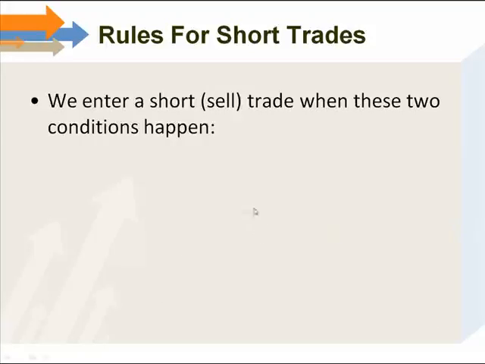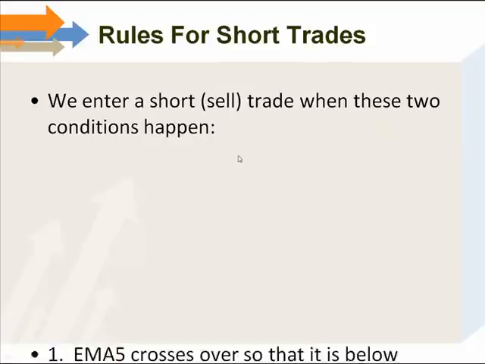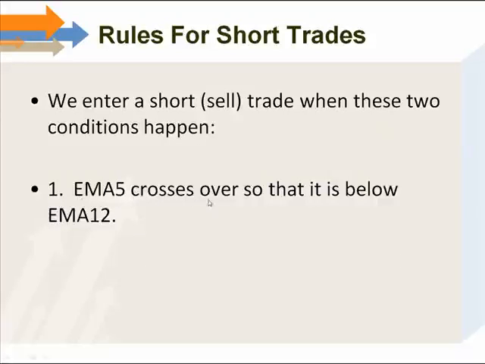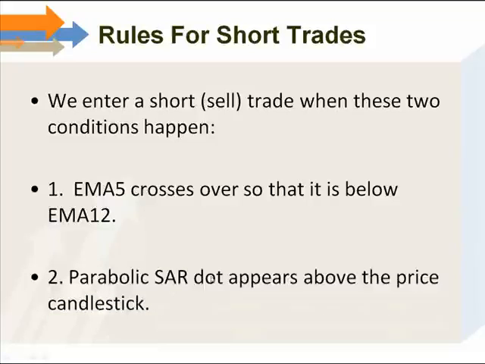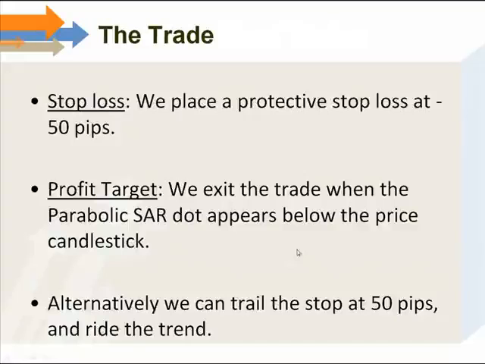First of all, we enter a short sell trade. That's a sell trade when these two conditions happen. The EMA 5 crosses over so that it is below the EMA 12. So on your charts, that's the blue line crossing below the green line. And the parabolic SAR dot appears above the price candlestick at the same time that this happens. And we're going to look at this and the charts in just a second and give you some real examples. Once we have those two conditions happen, we enter the trade.